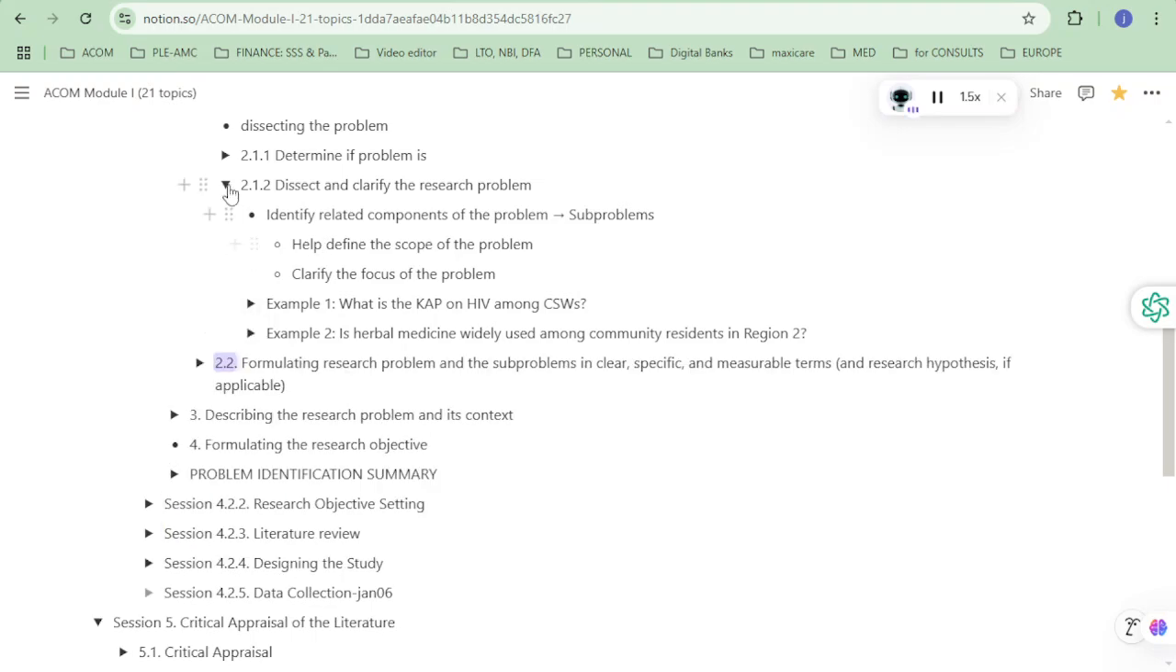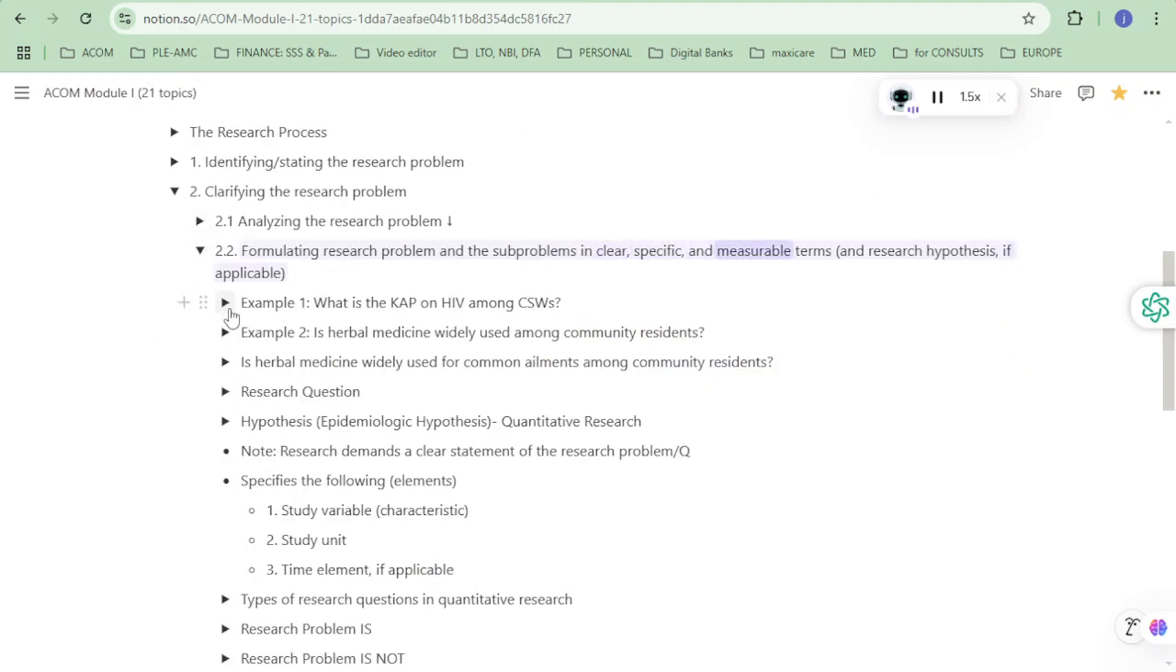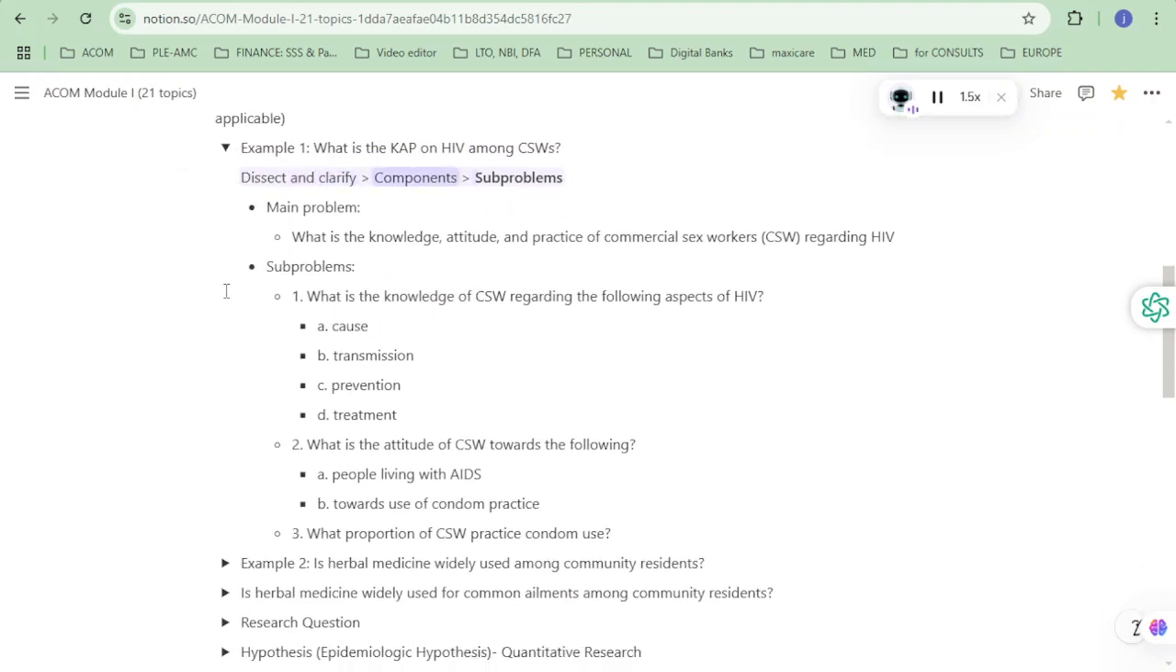2.2 Formulating research problem and the subproblems in clear, specific, and measurable terms, and research hypothesis, if applicable. Example 1. What is the KAP on HIV among CSWs? Dissect and clarify components. Subproblems. Main problem. What is the knowledge, attitude, and practice of commercial sex workers, CSW, regarding HIV?